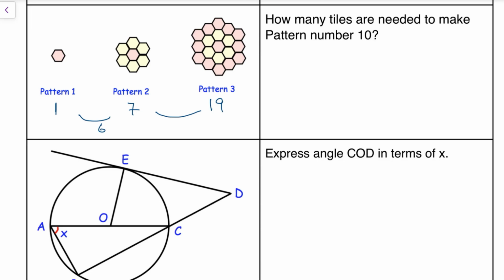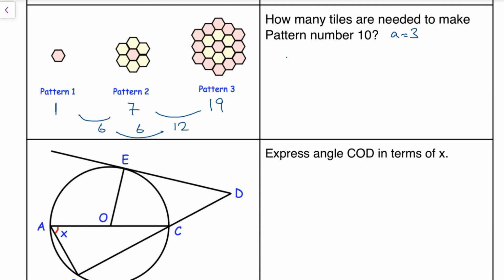So the difference here is 6. And the difference between 7 and 19 is 12, which means the second difference is also 6. There's nothing to say that pattern 4 will be that. We haven't proven that, but we're just going to assume that that's the case. In other words, I can say for my nth term, that a is equal to 6 divided by 2, which is 3.